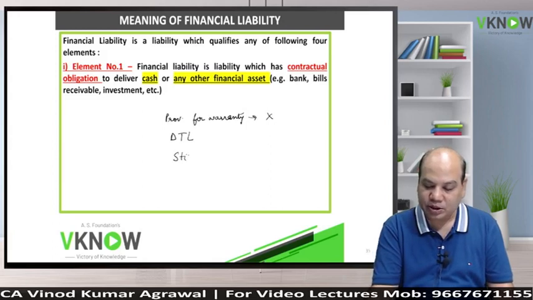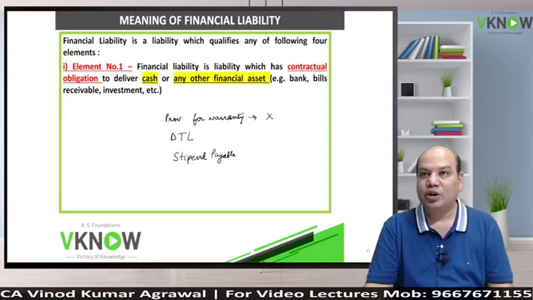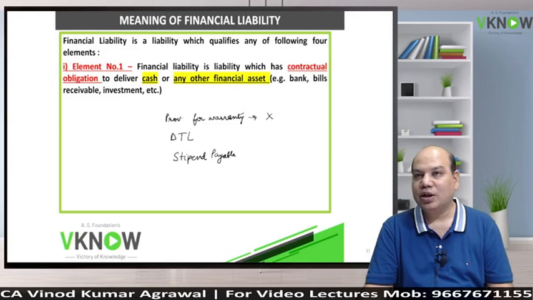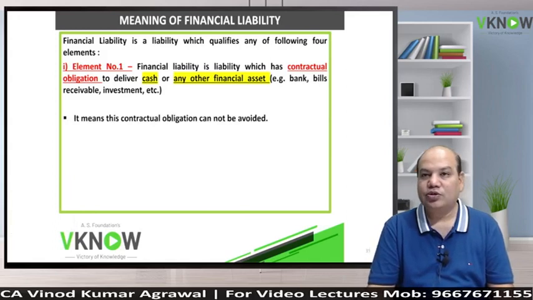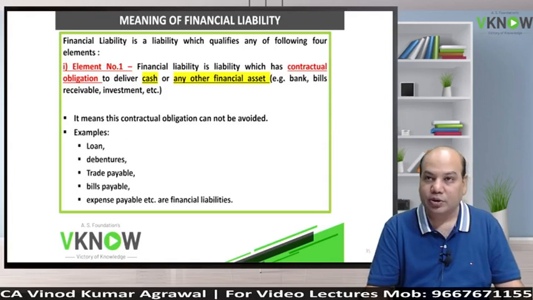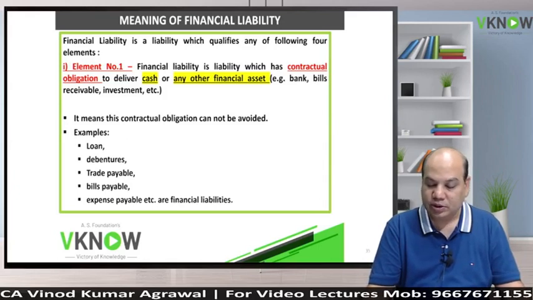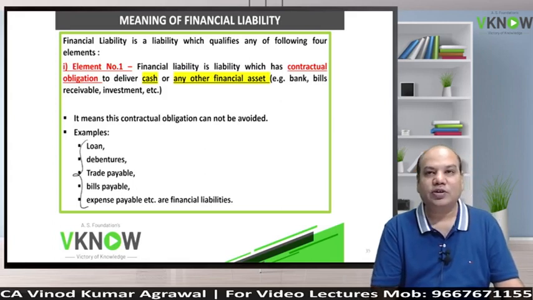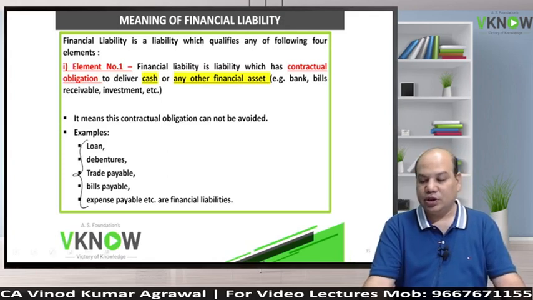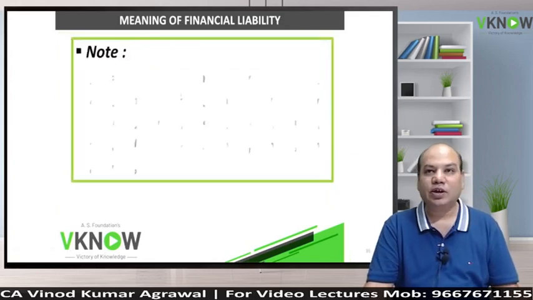Okay, stipend payable to an article clerk, stipend payable to an intern, is it a financial liability? Yes, because there is a contractual obligation to pay cash. So that will be called a financial liability. It means that the contractual obligation cannot be avoided. Examples of liabilities which will come under the first element: loan payable, debenture, trade payable, expenses payable, bills payable. If these are all payable in cash or another financial asset, they will be called financial liability, and in the balance sheet you will present them under the head financial liability.